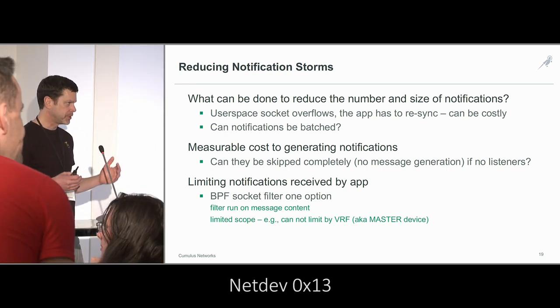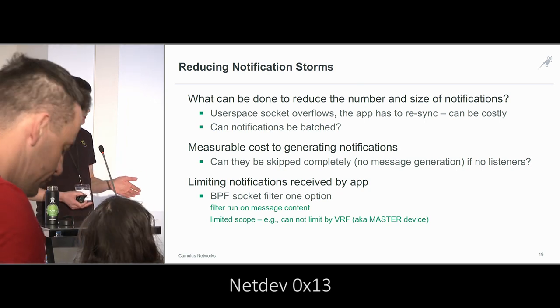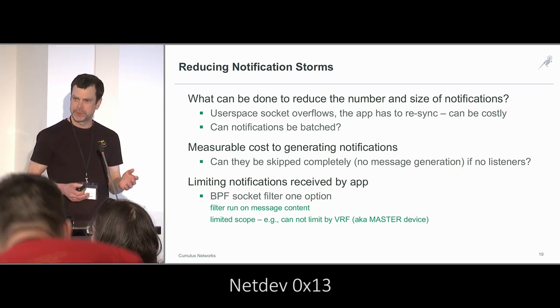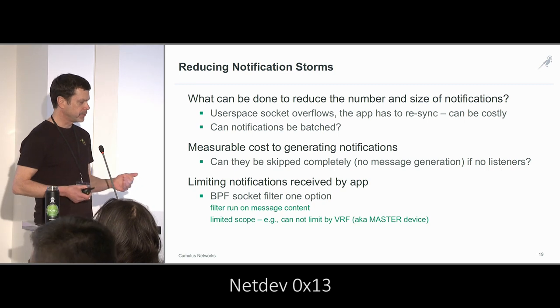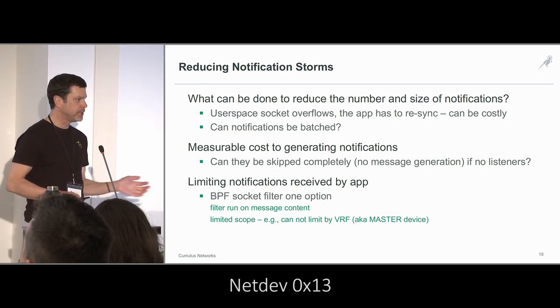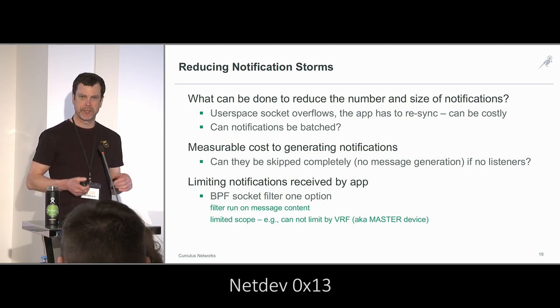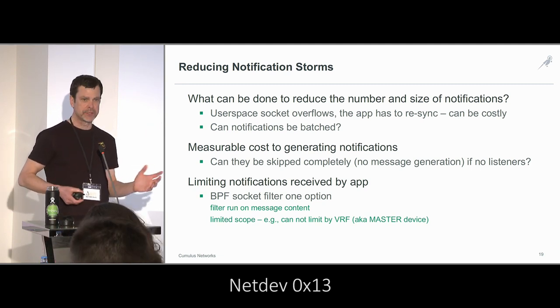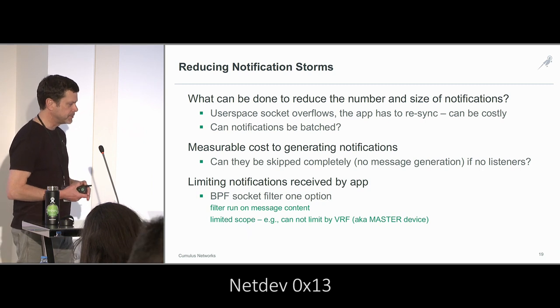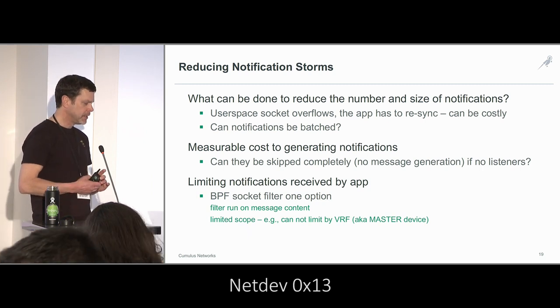I mentioned in the last slide that Netlink supports batching with respect to messages. So an application can push down a buffer with a whole bunch of messages. Is it possible to do something like batched notifications? Can we have a whole bunch of notifications get generated in one buffer and then push those up to user space and have it apply? I haven't looked into this. It was one of the suggestions that was tossed on the mailing list, for example.